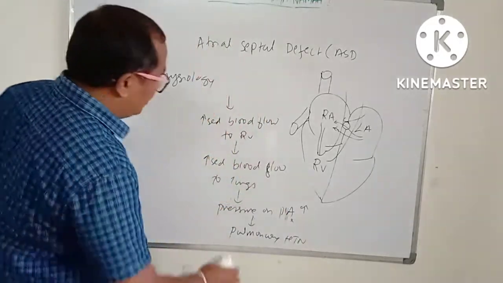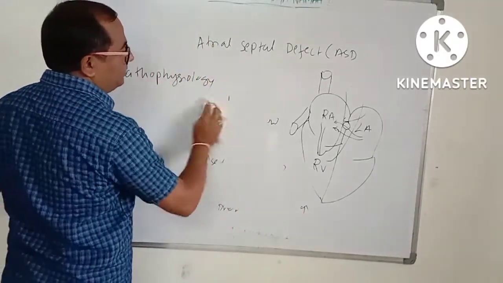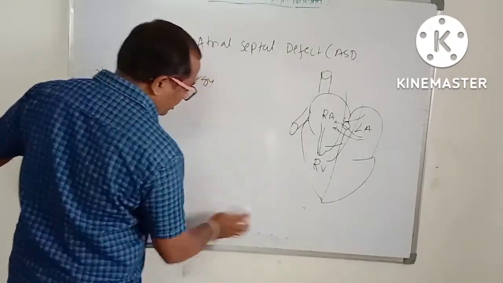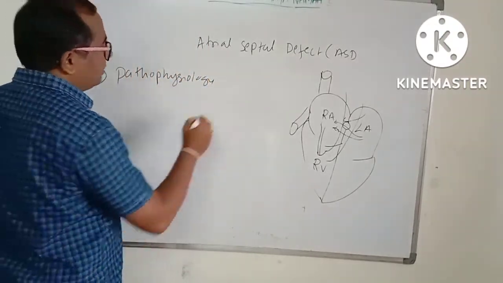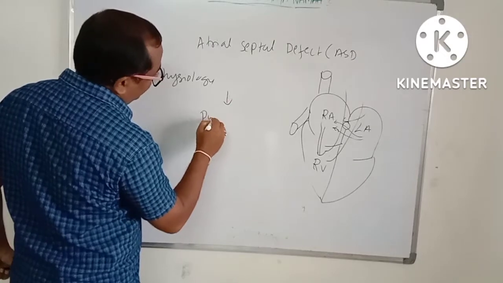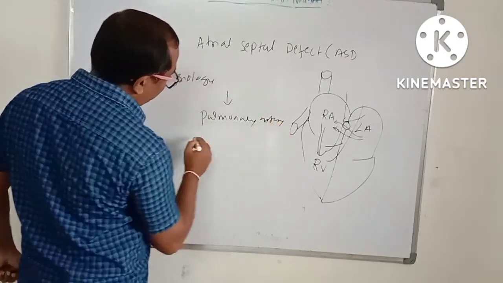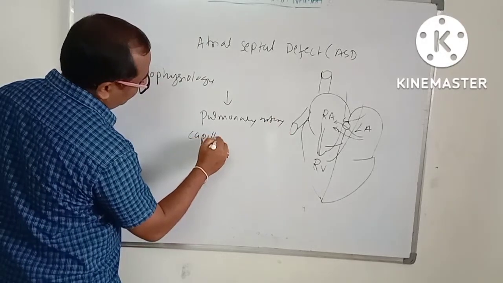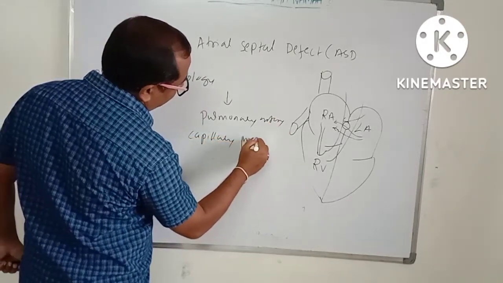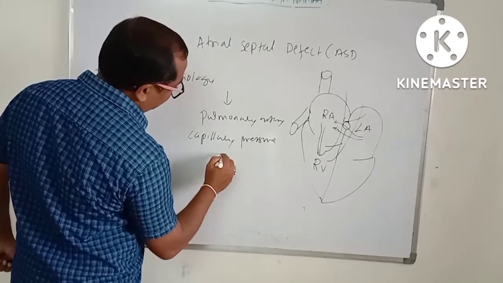Okay, so when there is more blood flow to the pulmonary artery, what happens here? The pulmonary artery capillary pressure increases. Okay, increases.